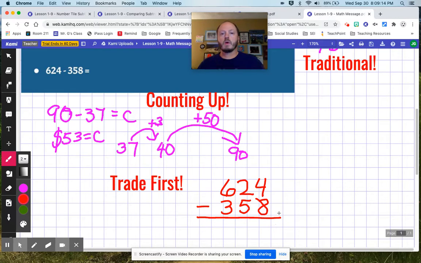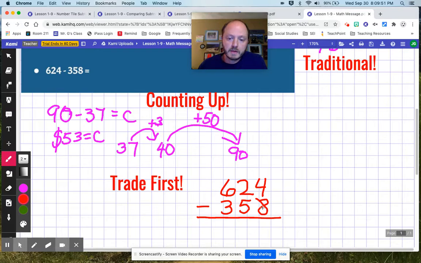And what we do in trade first is we try to regroup everything in the beginning. I started doing this when I was a kid, and I didn't even realize I was doing it. I just saw that this would work. And I bet many of you are also doing the same thing and thinking it maybe is just traditional. This is slightly different. So, can we subtract 4 minus 8, or 4 ones minus 8 ones? No, we can't. So yes, we're taking from that larger number, right? 624 minus 358. We are taking from that larger number.